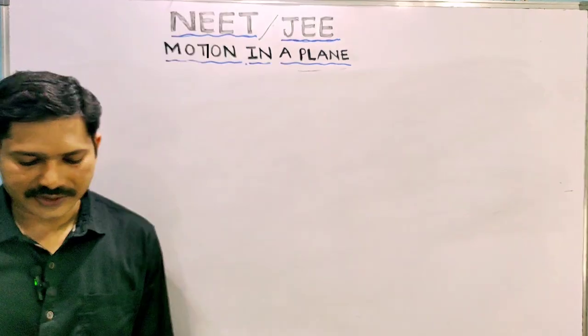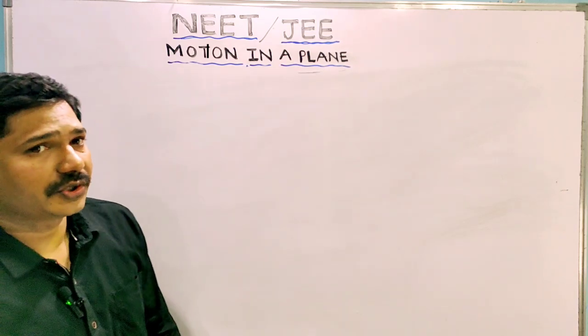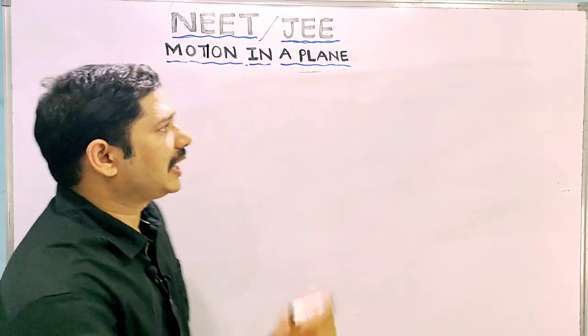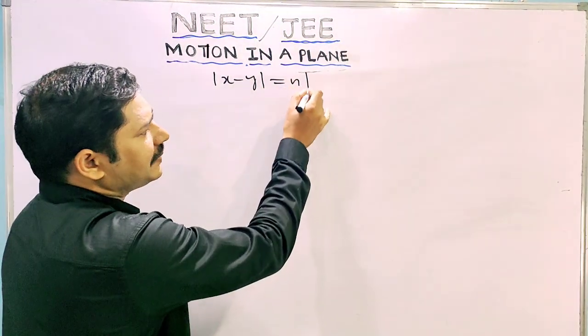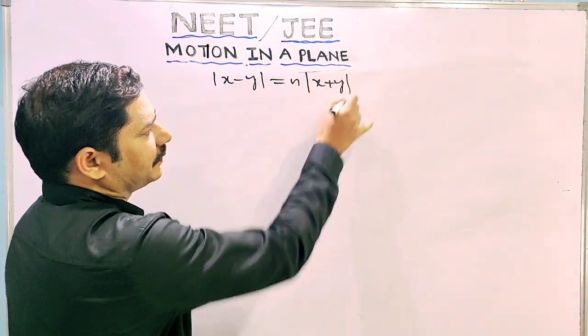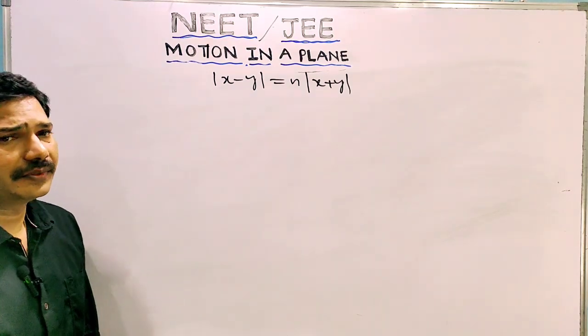Once you check on the screen, two vectors x and y have equal magnitudes. The magnitude of x minus y is n times the magnitude of x plus y. Then they are asking the angle between x and y. So a similar question was asked. The magnitude of x minus y is equal to n times x plus y, and they are asking the angle between x and y. So just now we did the similar one.